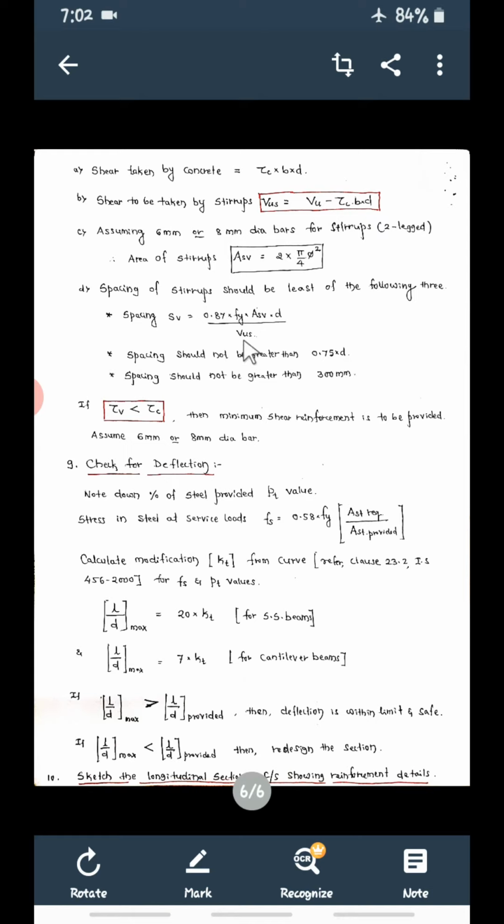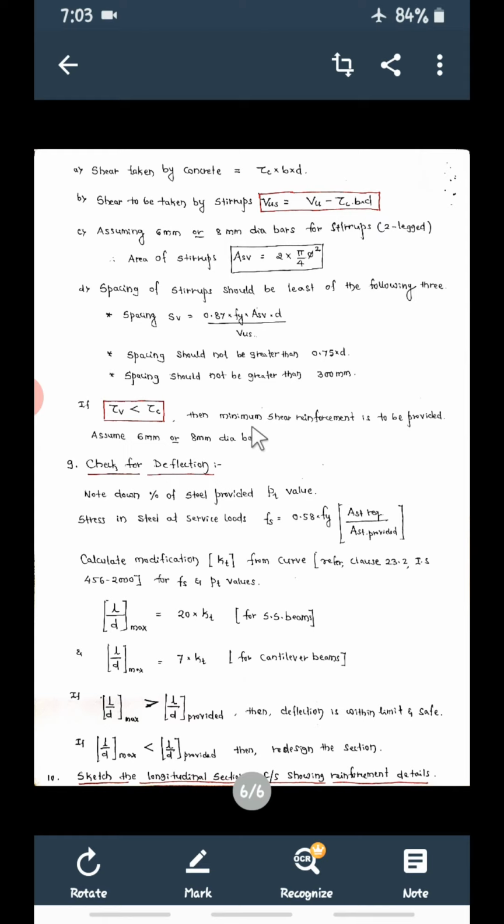So out of these 3, whichever is the lesser value, that will be the spacing of stirrups. This is the spacing you have to calculate. Now this is what we follow when tau v, the nominal shear stress, is greater than tau c. Suppose tau v is less than tau c, then minimum shear reinforcement is to be provided.